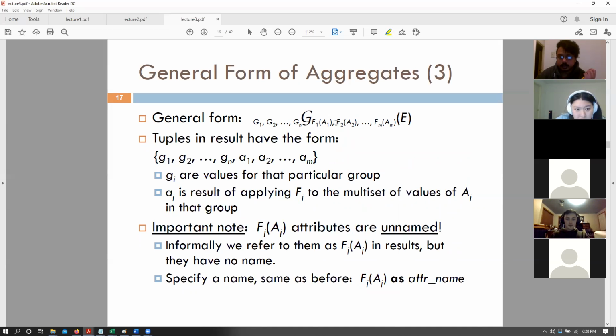When we are working with these aggregate operations, remember that all of these attributes are unnamed. We can always name them, as we saw in our project operations or generalized project operations. We can say F_i as attr name, and that renames it to a name of your choice. But in general, all of those computed attributes are unnamed, right?